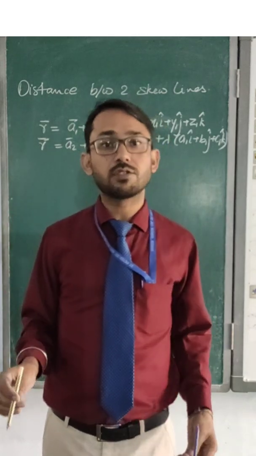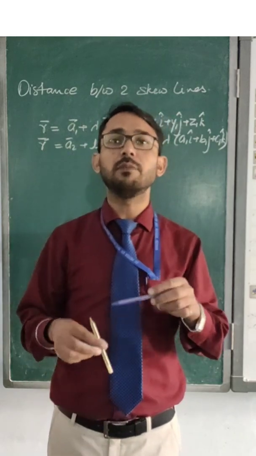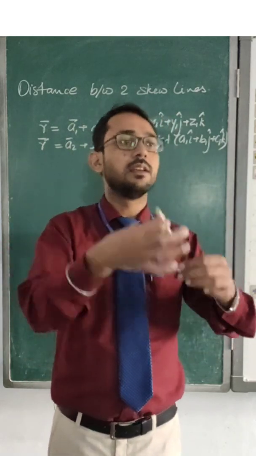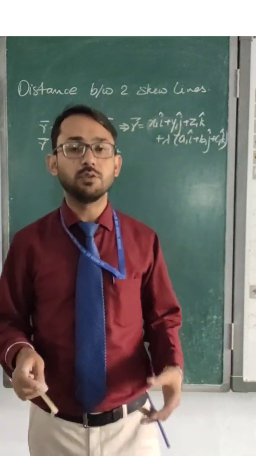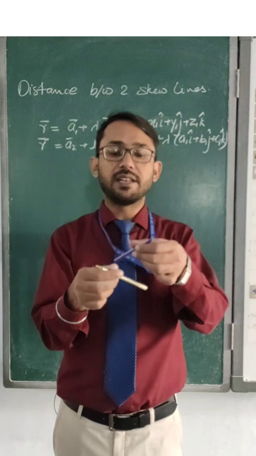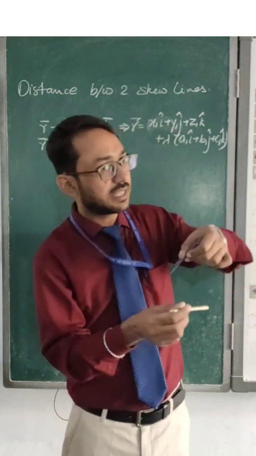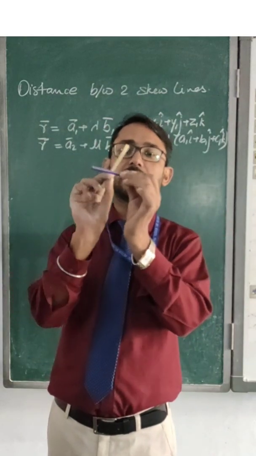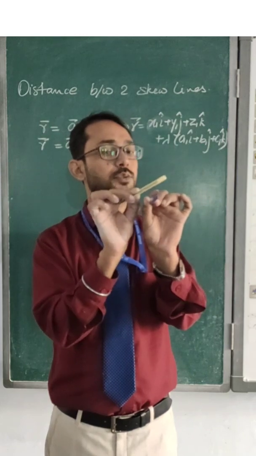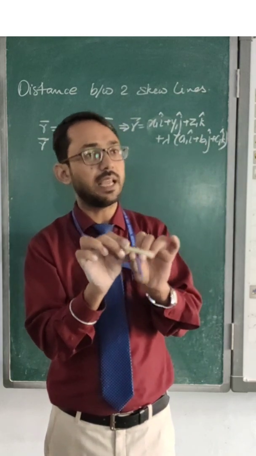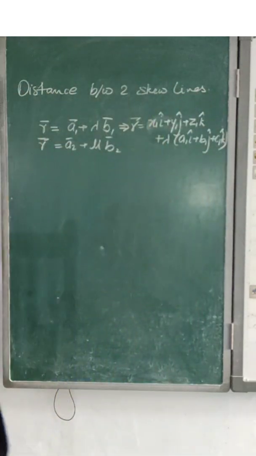In three dimensions also the lines could be parallel or intersecting, but here one more scenario comes, which is called skew lines. The two lines which are neither parallel nor intersecting are said to be skew lines. You can see these two lines, they will never meet each other. See, they cannot meet anyhow. So we are going to study the topic about these two lines.